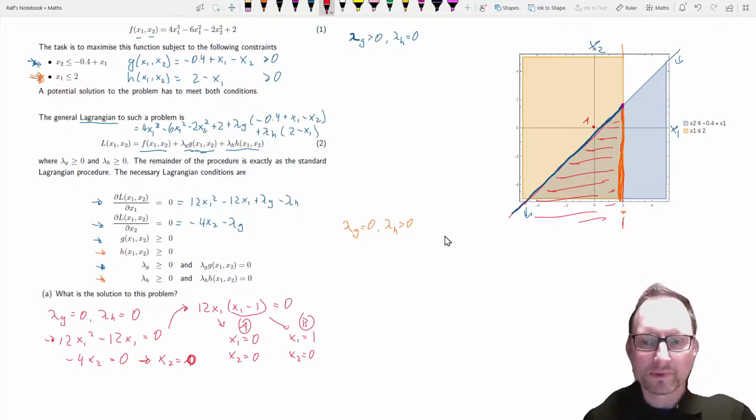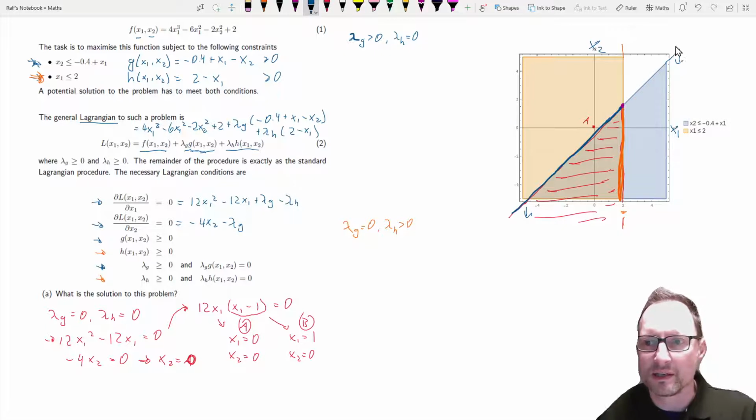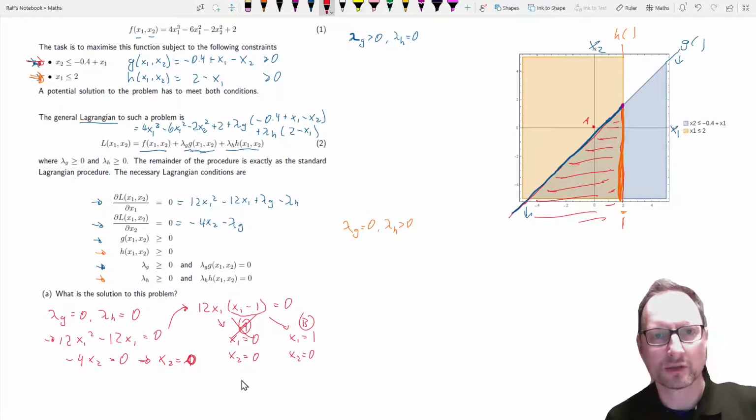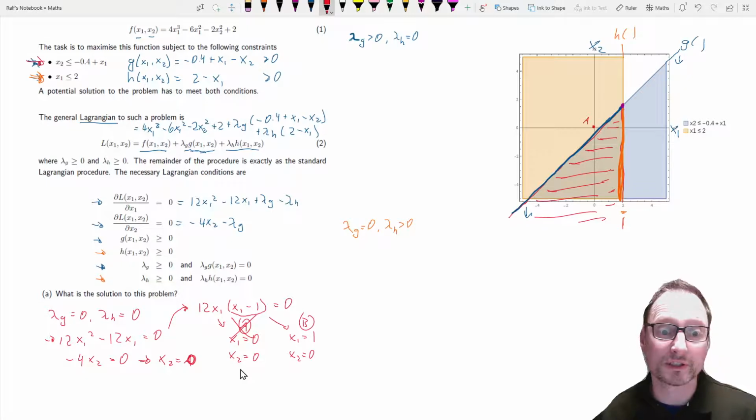You can see that this point isn't in our allowed area because it breaches the G constraint. Just remember that blue line was the G constraint, and the orange line here was the H constraint. You can test this formally by plugging in 0, 0 for x1, x2 into the G function, and you get -4 plus 0 minus 0 is -4, which is not larger or equal to 0. So point A is not a candidate solution. It doesn't meet all of our Lagrangian conditions.